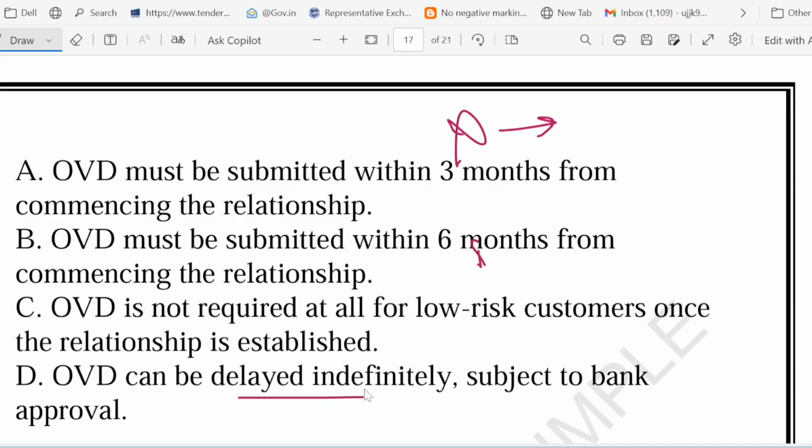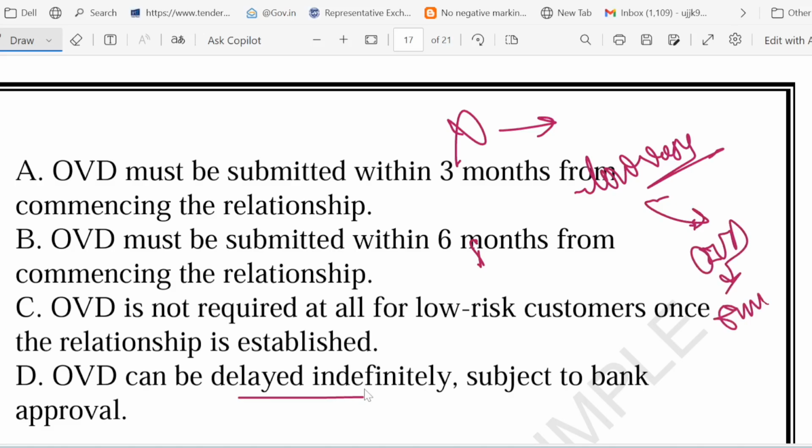What about 6 months? The rule is that if the customer is of low risk, like a salaried person opening a savings account, or someone with a small bank balance account, the bank can open the account immediately. But the customer must submit their OVD within the 6-month timeline.